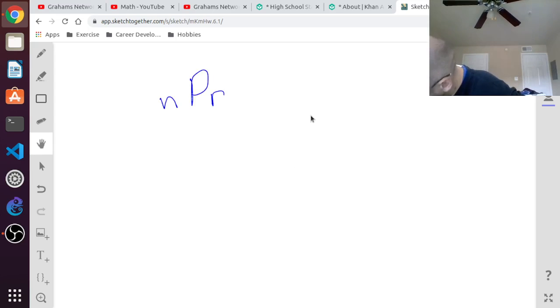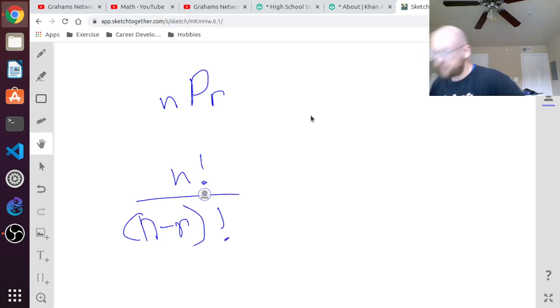Since the order does matter, we've got n factorial divided by the result of n minus r factorial. And that's the whole equation. It's going to be a little bit different if the order does not matter. I can't remember, but this is a permutation. If the order does not matter, the other one is a combination.